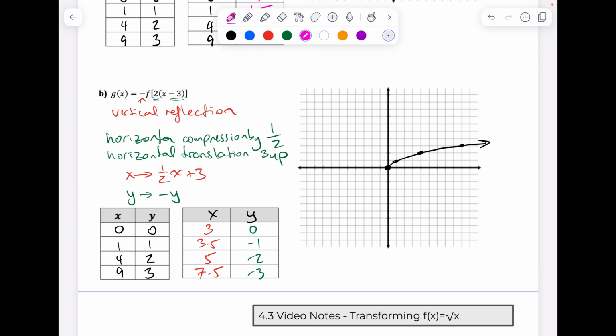So let's plot these new points. So 3, 0, 3.5, negative 1, 5, negative 2, and then 7.5, negative 3. There you go. So there is a function that's been vertically reflected, horizontally compressed by a half. So that means it's been squished this way and then moved 3 units to the right. Okay?